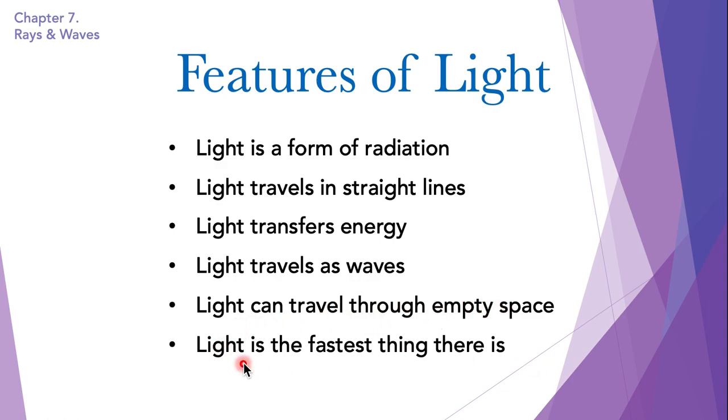And lastly, light is the fastest thing there is. Well, you can see this. In a vacuum, in space for example, the speed of light is 300,000 kilometers per second. And nothing can travel faster than this. So the speed of light seems to be a universal speed limit. Well, these were the 6 features of light. I hope you have understood these features of light. So we're going to move ahead on to understanding wavelength and color.